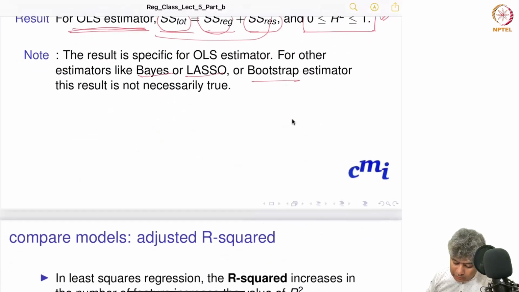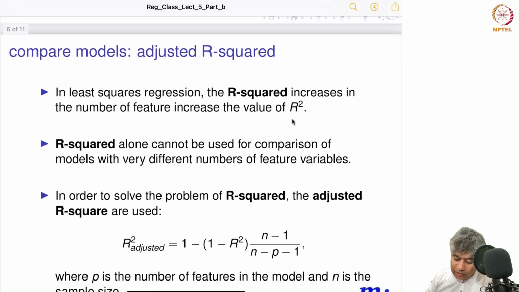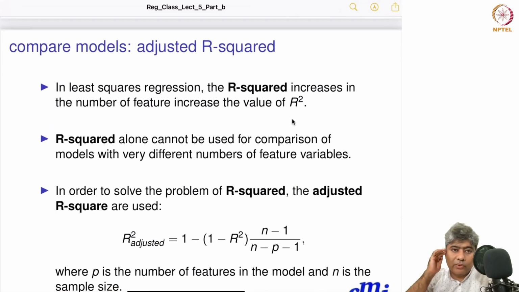Next, what we will talk about is something called adjusted R square. In least squares regression, R square increases as the number of features in the model increases. So if you keep adding independent variables, or feature variables, the R square keeps increasing. So R square alone cannot be used for comparison of models with very different numbers of features.